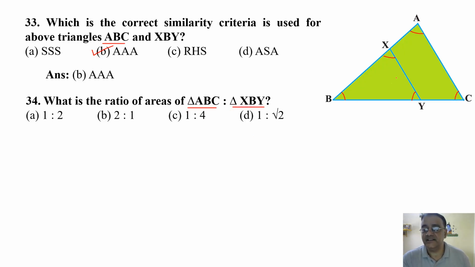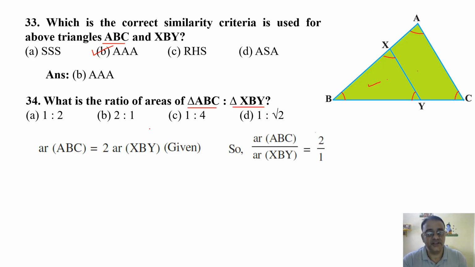And it is given that these two areas are equal. XBY और ये जो quadrilateral है दोनों का area equal है. That means area of triangle ABC we can write 2 times of this triangle. Okay, now the ratio of these two triangles, the ratio of areas of these two triangles is 2/1, and the correct option is option B.